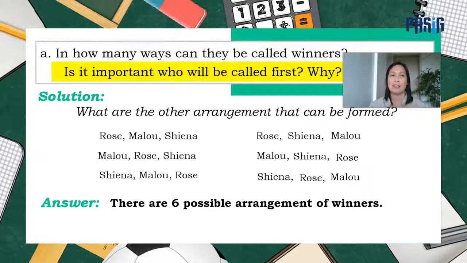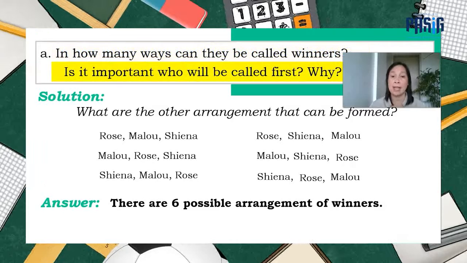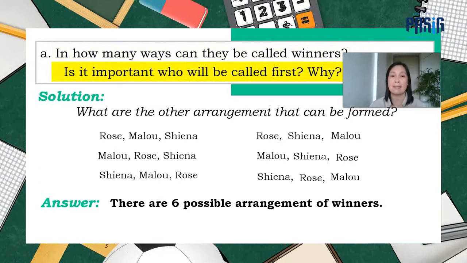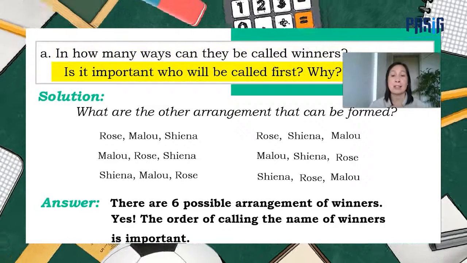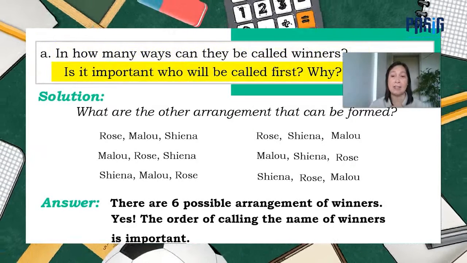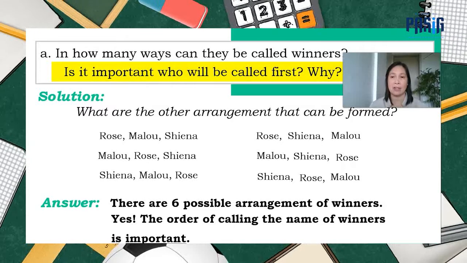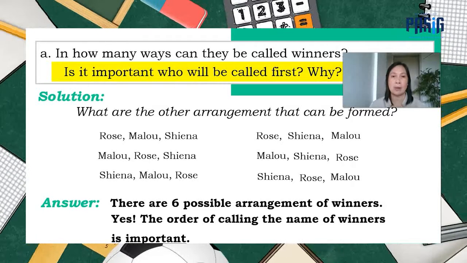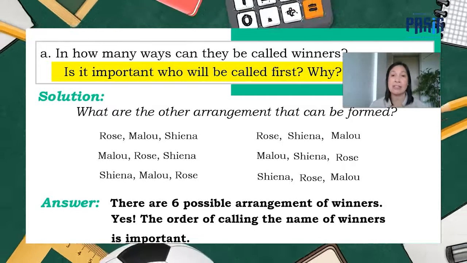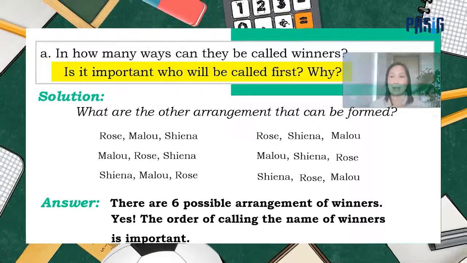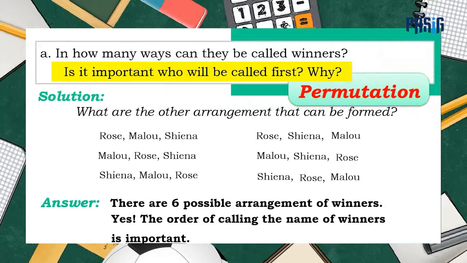How about the second question? Is it important who will be called first? Why? Yes, the order of calling the name of winners is important. Looking at the 6 arrangements, one is different from the other. In this situation, wherein the arrangement of things in definite order is important, is an example of permutation.